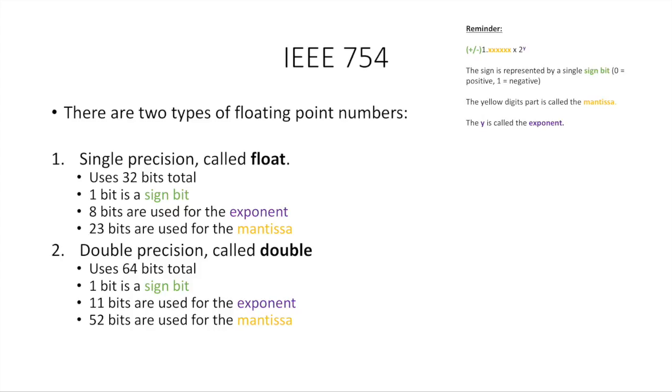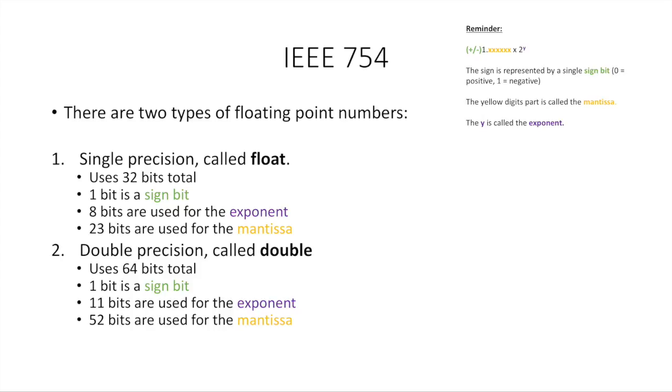It uses 32 bits total. Those bits are broken down as follows. One bit is the sign bit. That's the first bit, the most significant bit. 0 for positive, 1 for negative. We saw that. 8 bits are used for the exponent, so you can represent an exponent in 8 bits. And then 23 bits are used for the mantissa. These are the significant digits that we talked about.